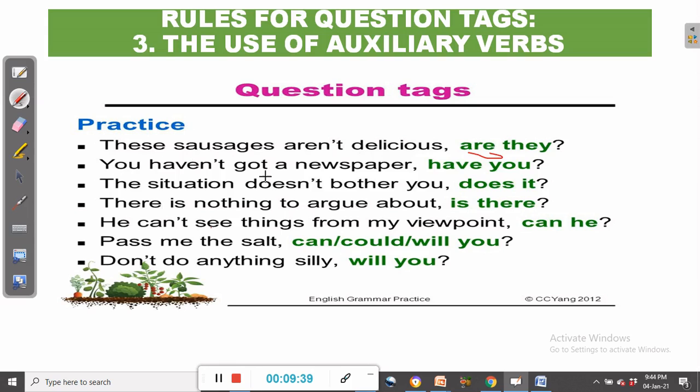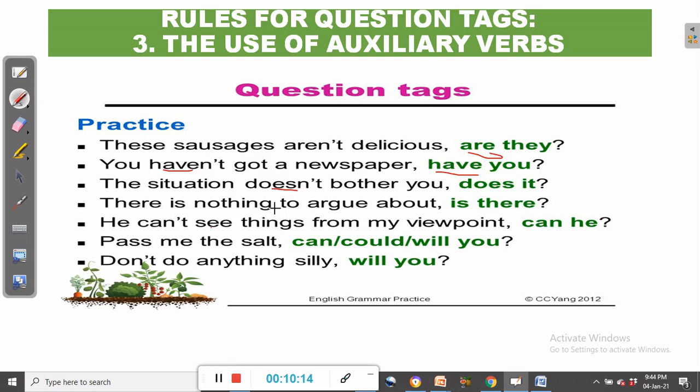Then here, you haven't got a newspaper, have you? Haven't is from have, which is a primary auxiliary verb. Then have is the same form of haven't. The situation doesn't bother you, does it? You see, doesn't is a form of do, which is the third primary auxiliary verb. And then does it, that's the form of do.